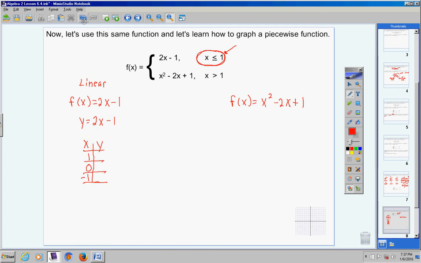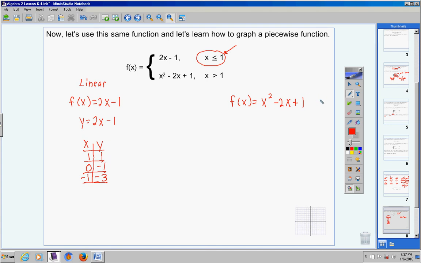Okay? Now, let's go ahead and do it. We can do it in our head, guys. This is so easy. Put a 1 in for x right here. 2 times 1 is 2 minus 1 is 1. Put a 0 in for x. 2 times 0 is 0. 0 minus 1 is -1. Put a -1 in for x. 2 times -1 is -2. A -2 and a -1 is -3. So as I like to say, booyah, done. Now, let's come over to this. We'll graph this in a second.